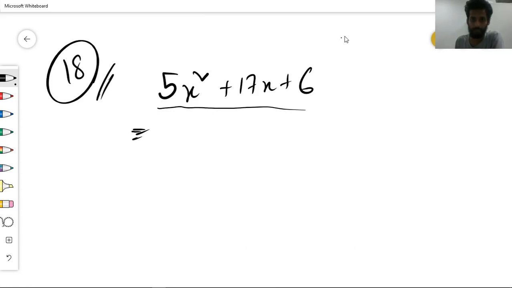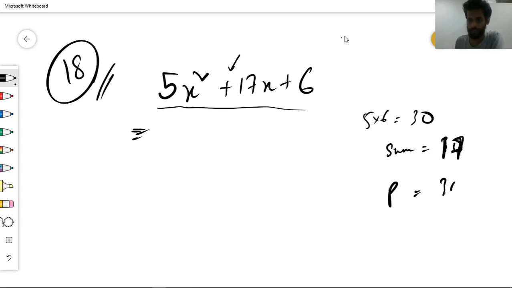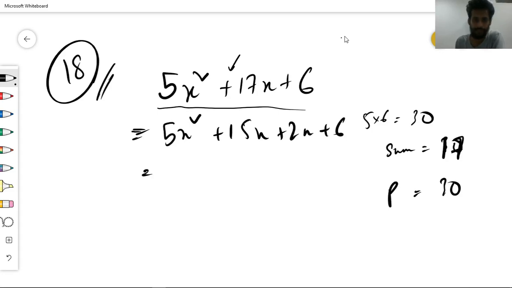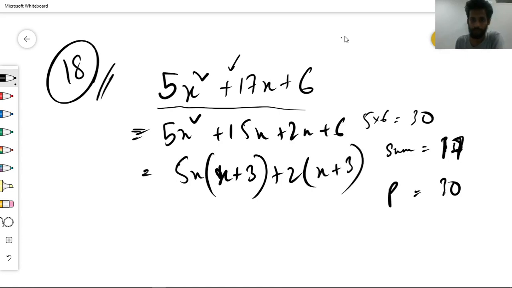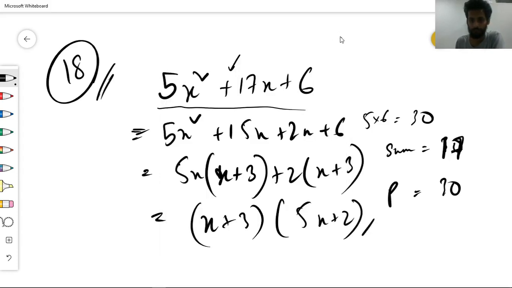5 into 6 is 30, and we have to find two numbers whose sum is 17 and product is 30. The two numbers are 15 and 2. So 5x square plus 15x plus 2x plus 6 is equal to 5x common, x plus 3, plus 2 common, x plus 3. Then x plus 3 is common, so it is x plus 3 times 5x plus 2. So this is the answer. One of the sides will be 5x plus 2, that is option C. Option C is correct.